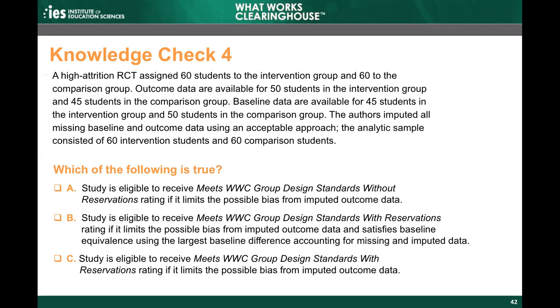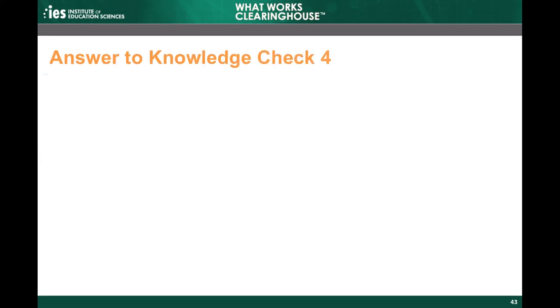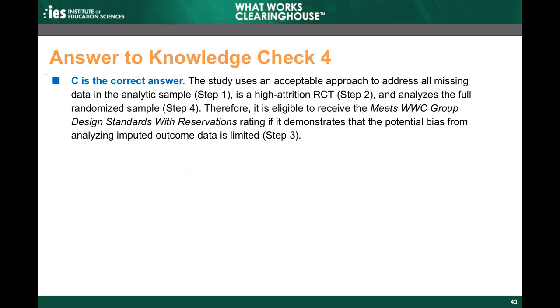Okay, so I'm going to share the results. And it looks like the most common answer was saying that it's eligible to receive the with reservations rating if it both limits bias from imputed outcome data and satisfies baseline equivalence using the largest baseline difference accounting for missing and imputed data. So actually in this case, answer C is the correct answer. Let me stop sharing results so you can see the full screen.